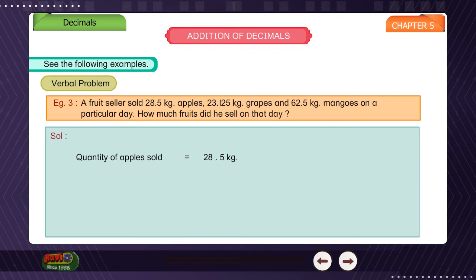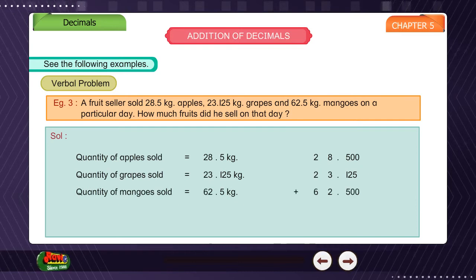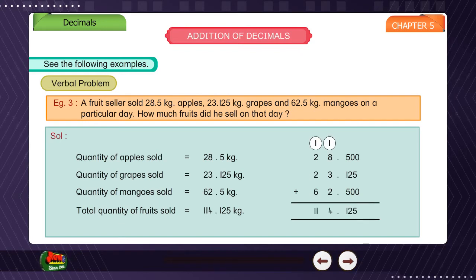Quantity of apples sold is equal to 28.5 kg. Quantity of grapes sold is equal to 23.125 kg. Quantity of mangoes sold is equal to 62.5 kg. Total quantity of fruits sold is equal to 28.500 plus 23.125 plus 62.500, which is 114.125 kg.